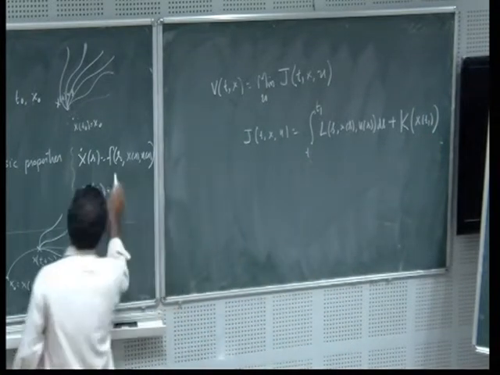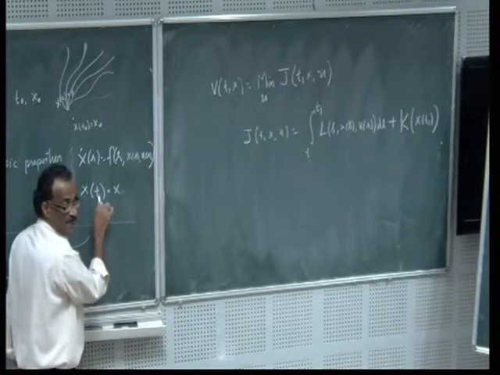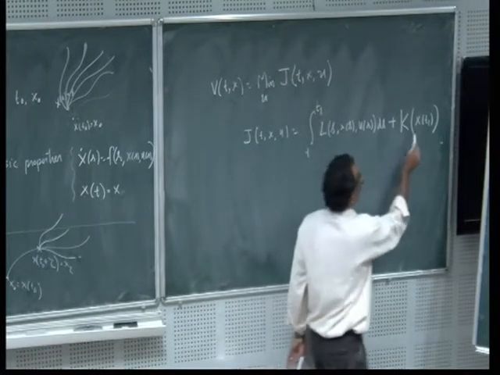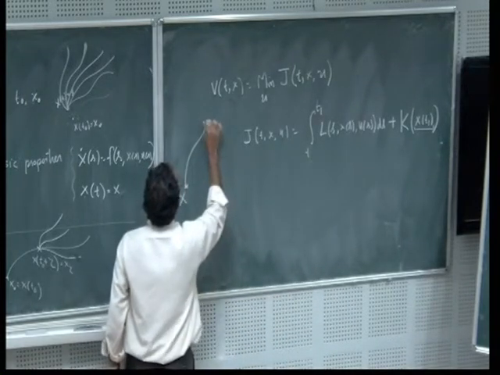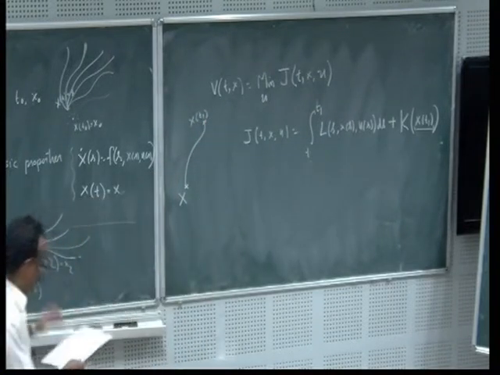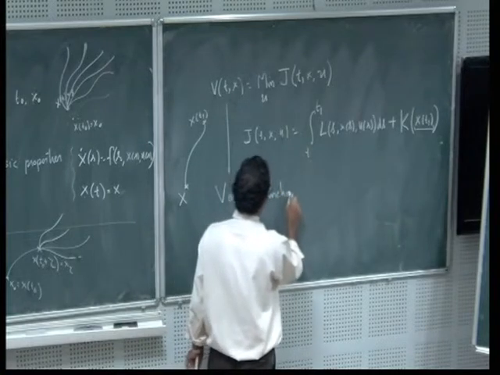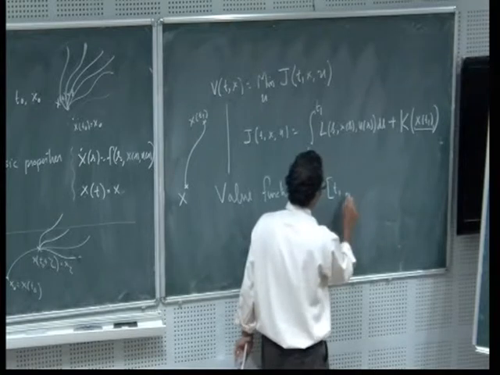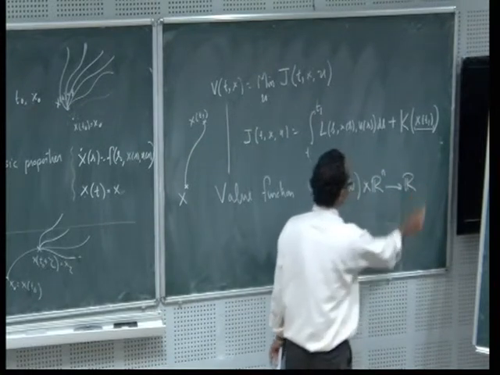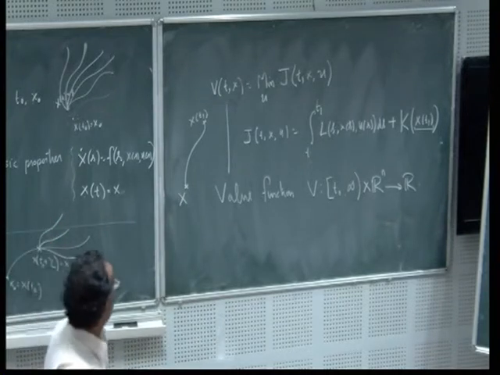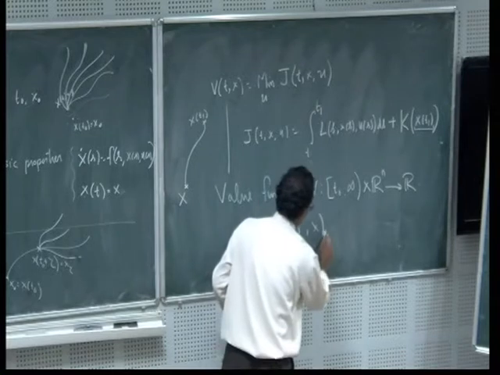And what is x(s), u(s)? It is a solution trajectory starting from the point x at time t, going to the time t1. That you have x at t, this is the point x, a trajectory to t1. This is called the value function V. Now you view it as a value function. Where does the value function take values? V is a mapping from t0 to infinity, you can take any t you like, cross R^n to R. And it also has a boundary condition: V(t1,x) will be your K(x).